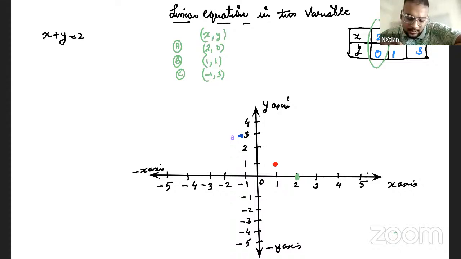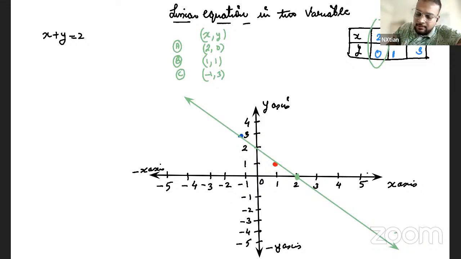Okay. Now I got 3 points. What are the 3 points? These are the 3 points which are different in color. So now I will make a straight line going through it. It's going to be like this. Yes or no? This is a straight line. This straight line denotes the graph of x plus y equals 2. This is my straight line graph.